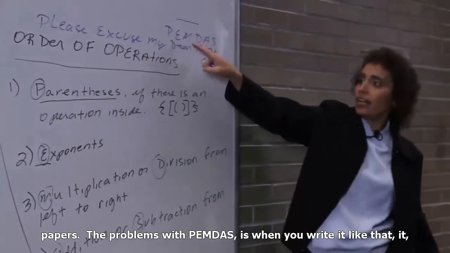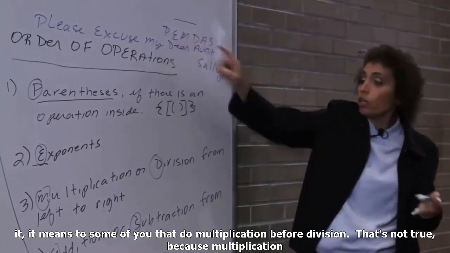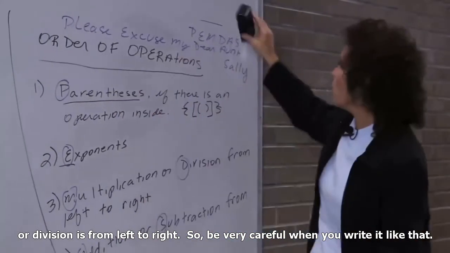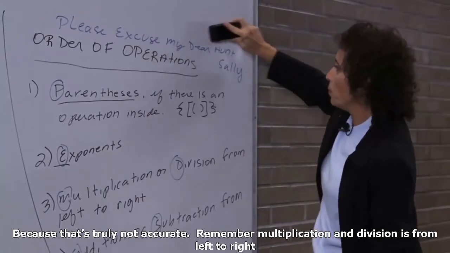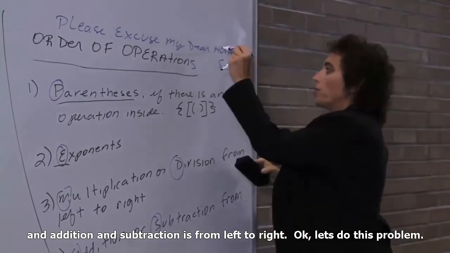The problem with PEMDAS is when you write it like that, it means to some of you that you do multiplication before division. That's not true, because multiplication or division is from left to right. So be very careful when you write it like that, because that's truly not accurate. Remember, multiplication and division is from left to right, and addition and subtraction is from left to right.